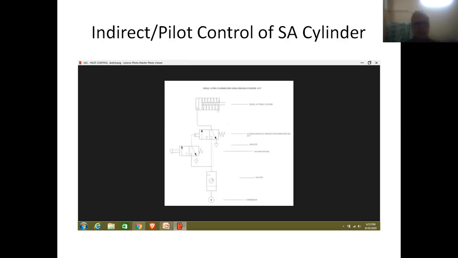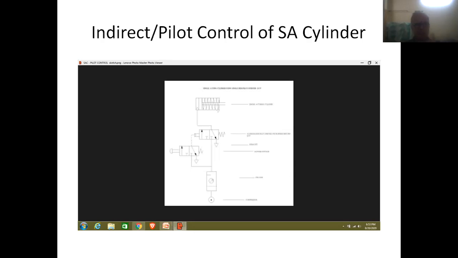So friends, we have completed the study of speed control of the cylinder. Now in this phase, we are going to talk about the pilot control of a single acting cylinder, also called indirect control of the cylinder.